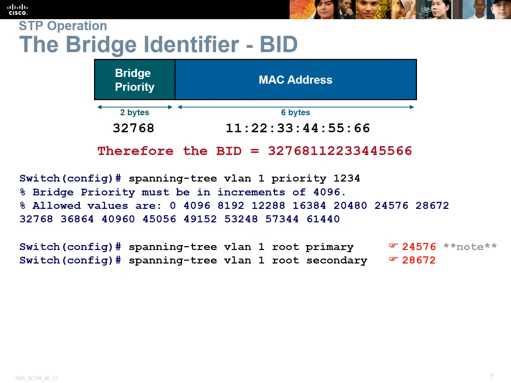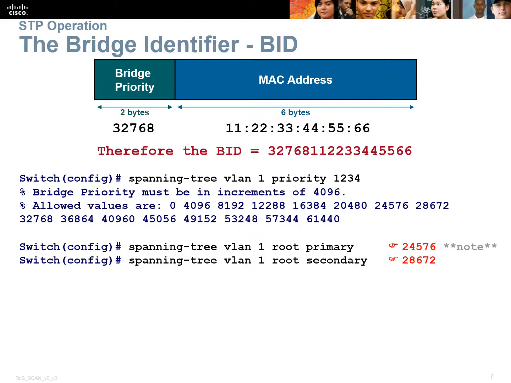Now here's a little trick that isn't obvious, and there's a question in the exam on this, so it's important to notice. Spanning tree VLAN 1 root primary, spanning tree VLAN 1 root secondary. They're little friendly keywords for you. So you've got a bunch of switches, they're all plugged in, they're all chatting. You go to the first switch and you say spanning tree VLAN 1 root primary.